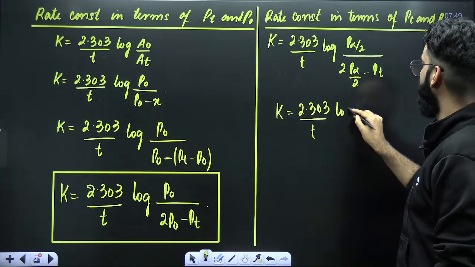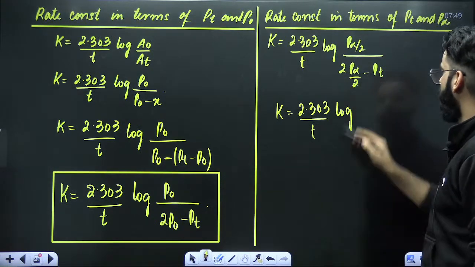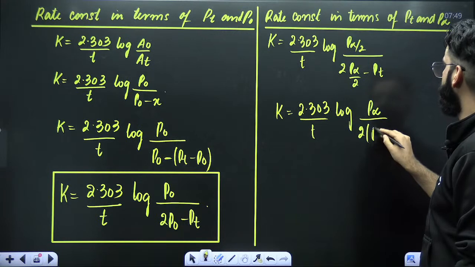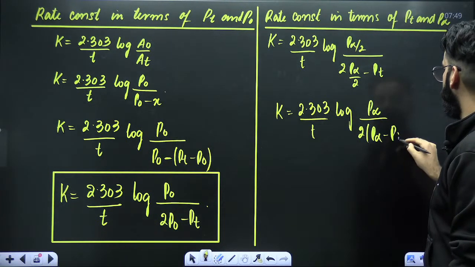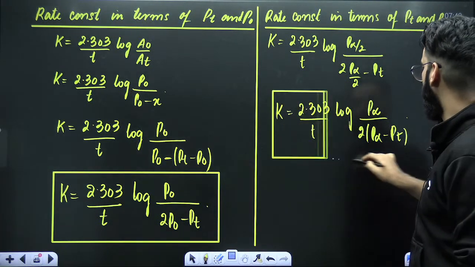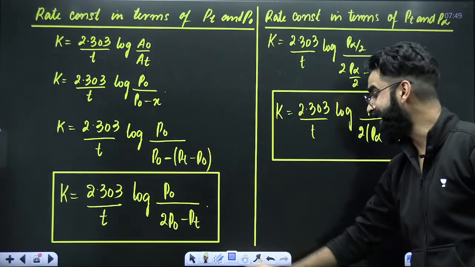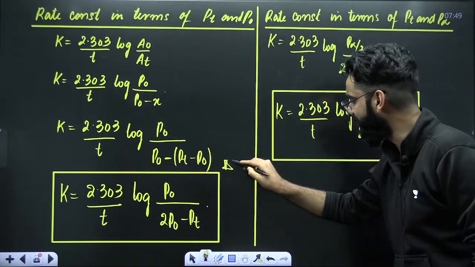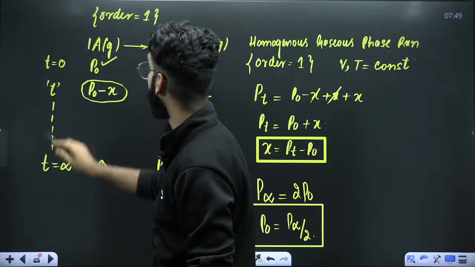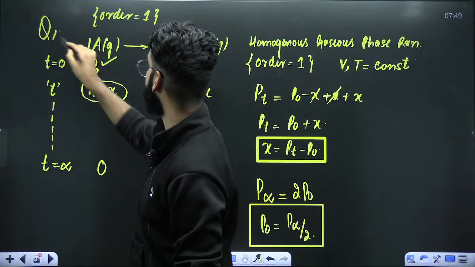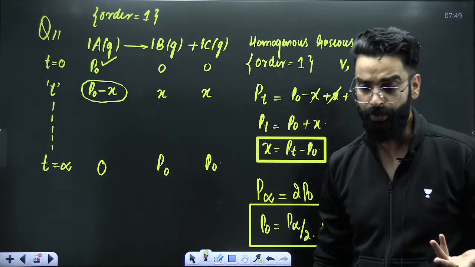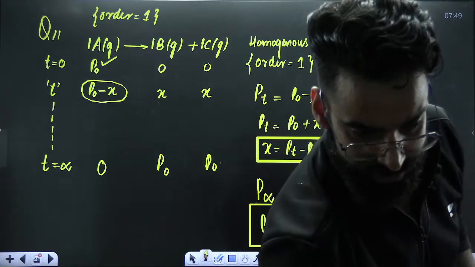So K automatically will come out to be 2.303 divided by T, the log of, see, this 2 gets cancelled, so P infinite divided by 2 times P infinite minus PT. So this is the expression of rate constant in terms of PT and P infinite. These questions are directly asked in the examination. And all these expressions are valid for this particular reaction, which is A gas gives B gas plus C gas. I hope you exactly got to know the procedure of getting the rate constant, right?